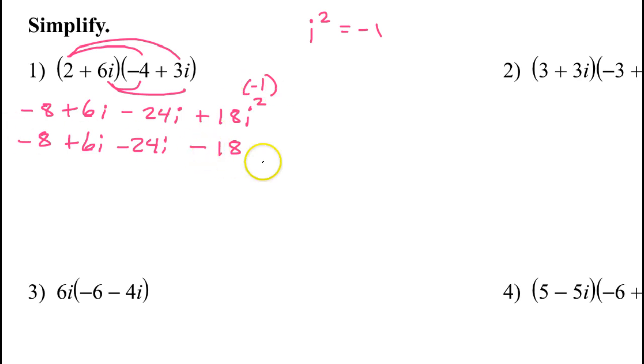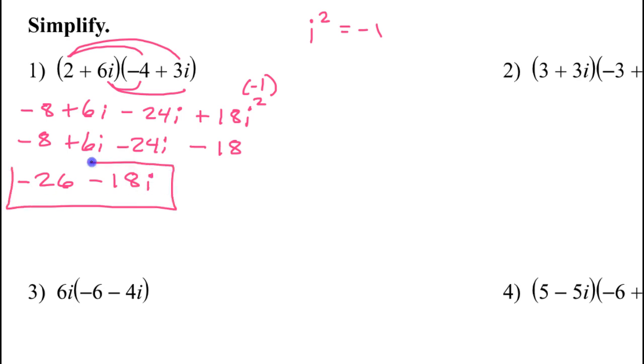And then you're just combining your like terms. So -8 and -18 is -26, and 6i minus 24i is -18i. Notice the order. We always put the imaginary term second.